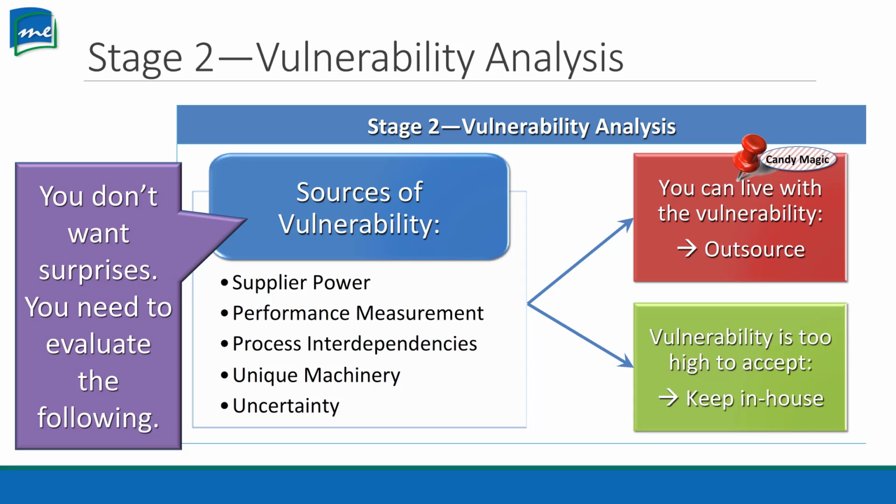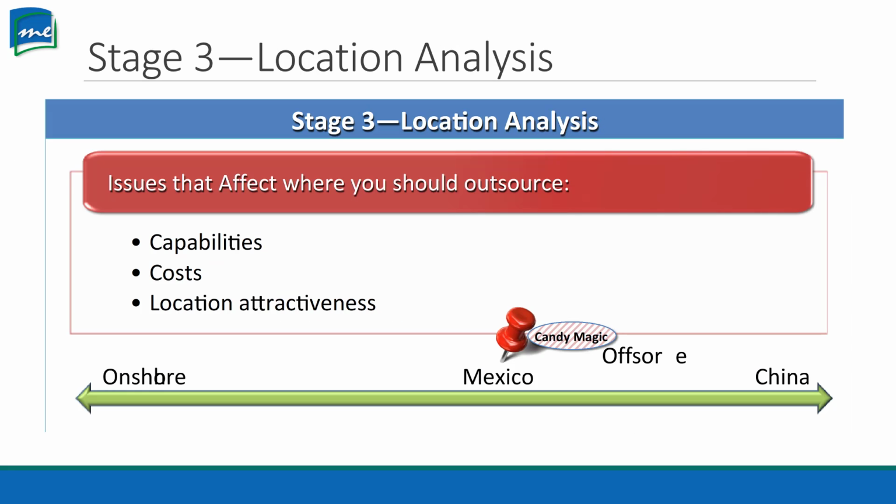Now when I say vulnerability, this could be that even though we've outsourced it, if it goes horribly wrong, can we live with being vulnerable like that, with that being a possibility? If it's not too high, we outsource. If it is too high, we keep that service in-house, even if we don't do it very well.